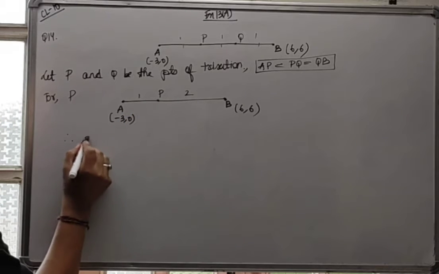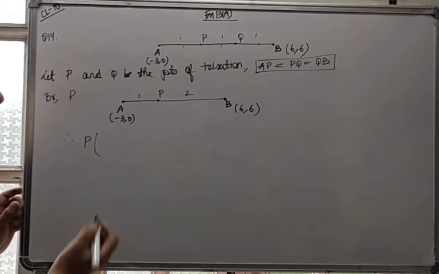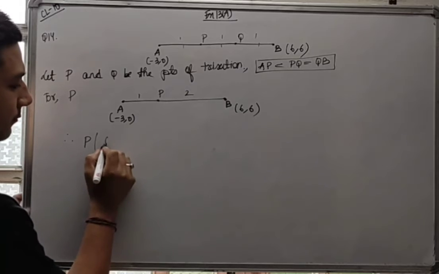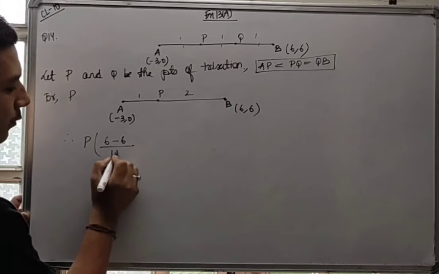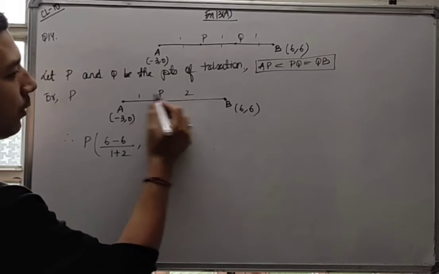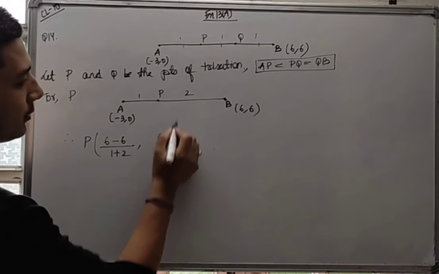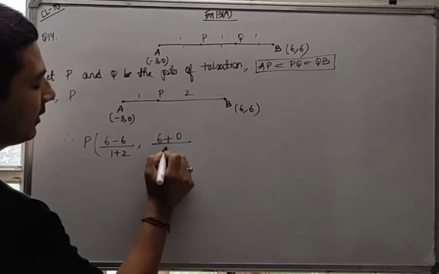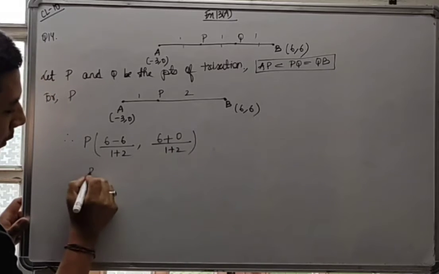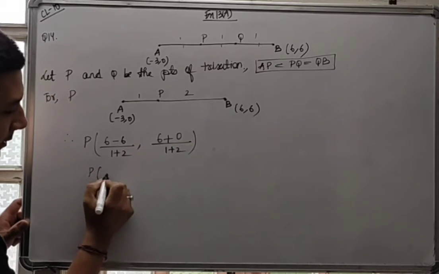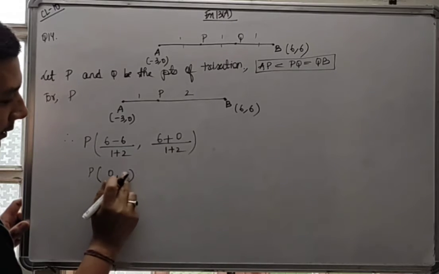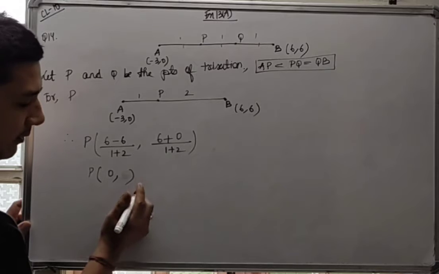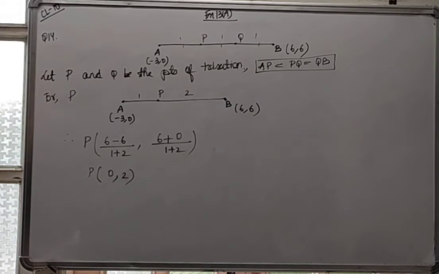So the coordinates of P will be, it's very easy, 1 into 6, that is 6, plus 2 into -3, that is -6, divided by 1 plus 2, comma, 1 into 6, that is 6, plus 2 into 0, that is 0, divided by 1 plus 2. So the coordinates of P will be 6 minus 6 is 0, comma, 6 divided by 3 is 2. This is the coordinates of P.